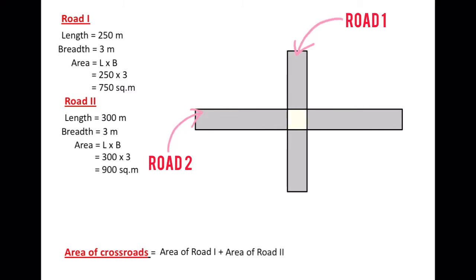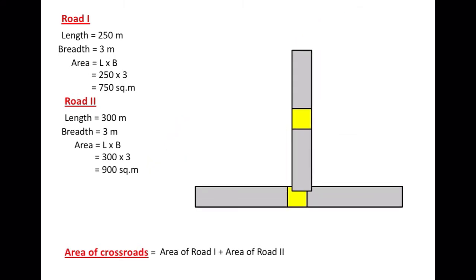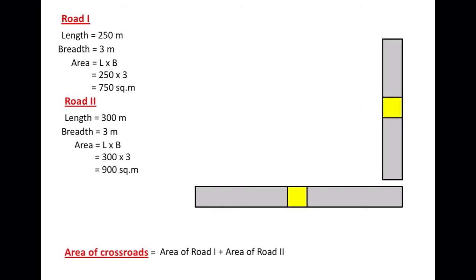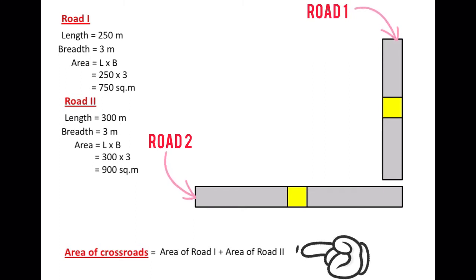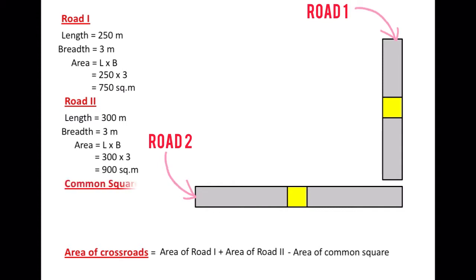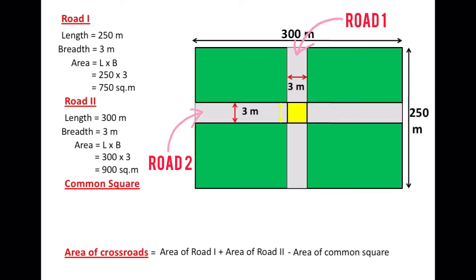Now look at this area in the center. If we separate the two roads, you can see that this area of the square is common to both the roads. So when we add the areas of road 1 and road 2, this area of common square would be added twice. So we must subtract this area of common square once. For that, we must find the area of this common square. As you can see, the side of the square is equal to the width of the road. Hence, area of the common square is equal to 9 square meters.